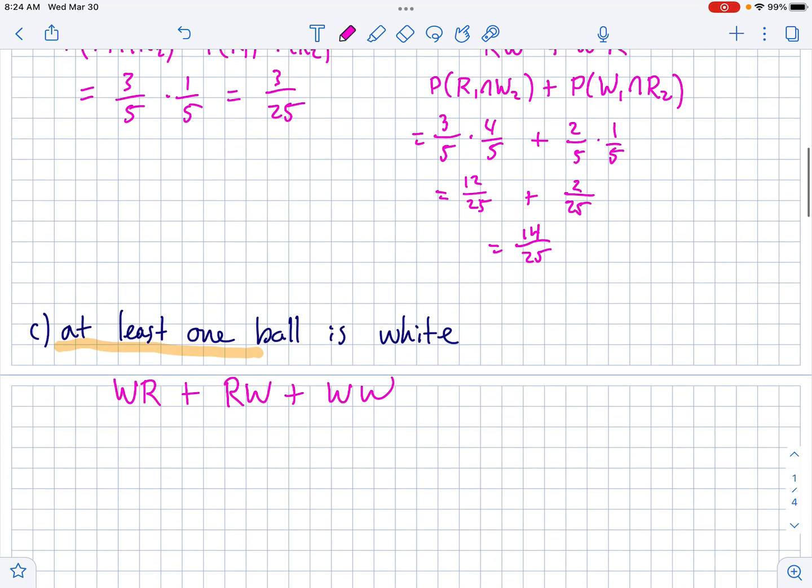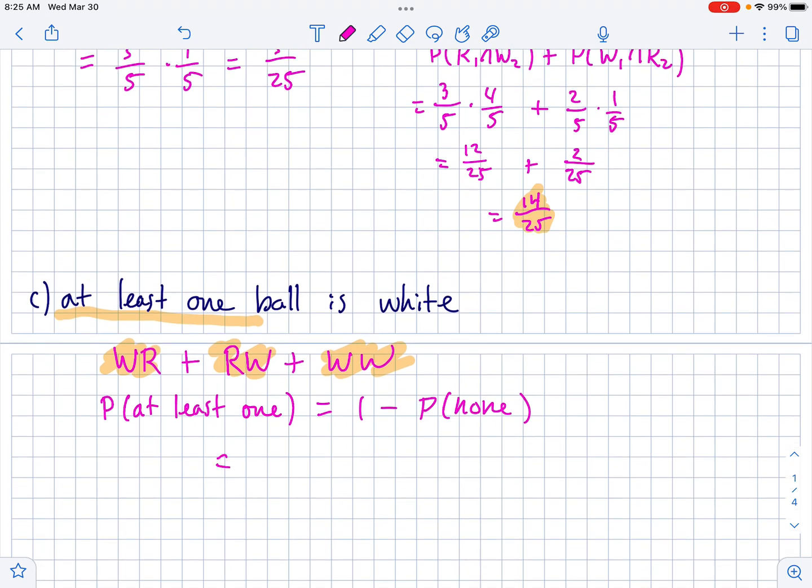Truth be told, I probably wouldn't go that direction, because anytime I see "at least one," there's a trick for figuring it out. The probability of at least 1 is 1 minus the probability of none. You could go the other route and find the white-red, the red-white, and the white-white and add them all together. In fact, we already found the red-white and the white-red is 14/25. So we would just have to add white-white to it.